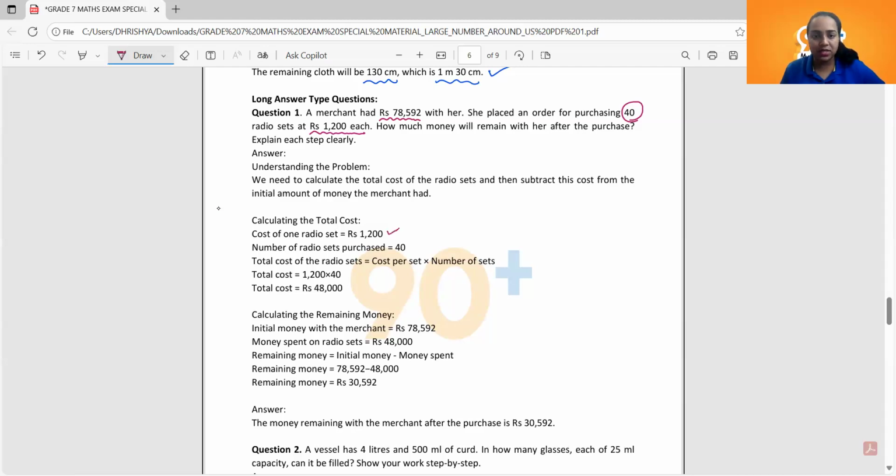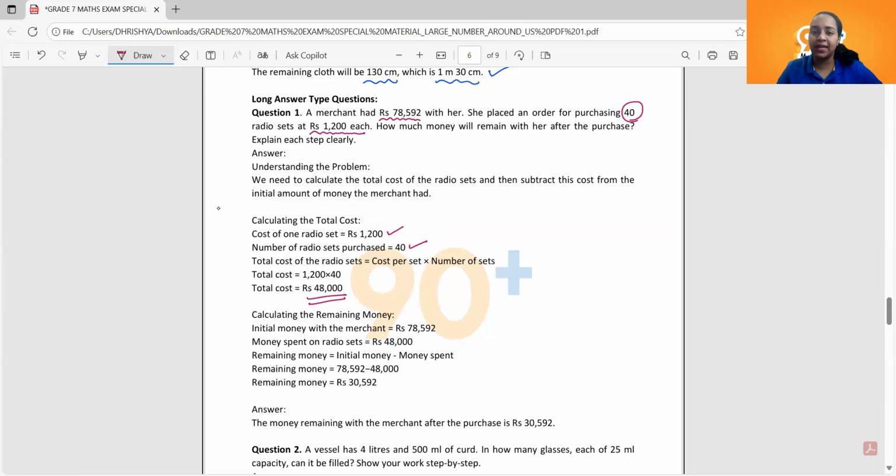Cost of 1 radio set, 1,200. How many did she buy? She bought 40. So the total will be 40 into 1,200, which is 48,000. So for 48,000 rupees she bought them. The total cost is 48,000.